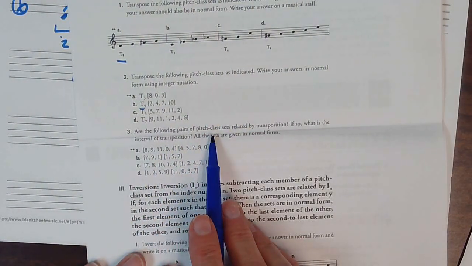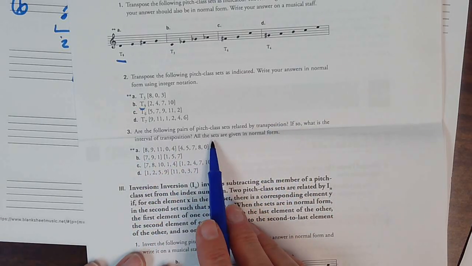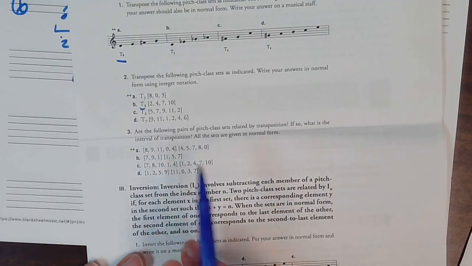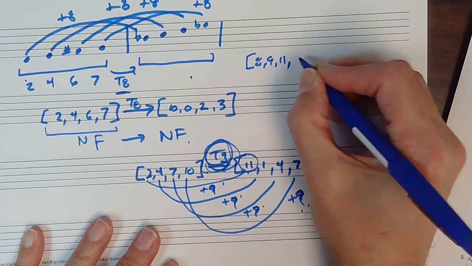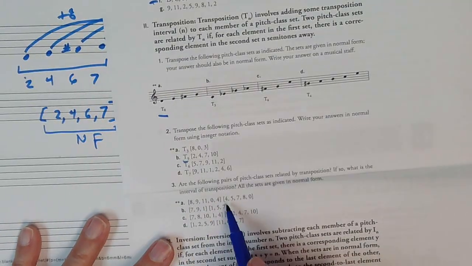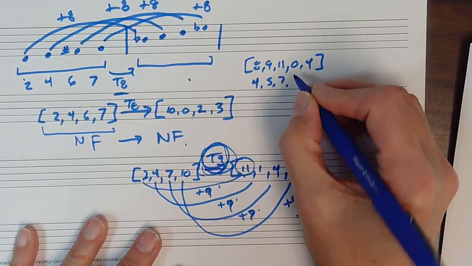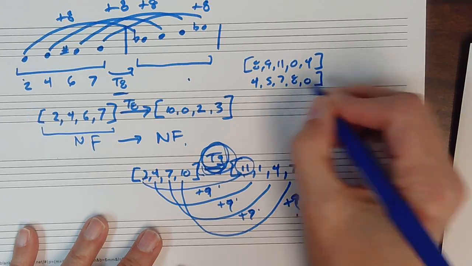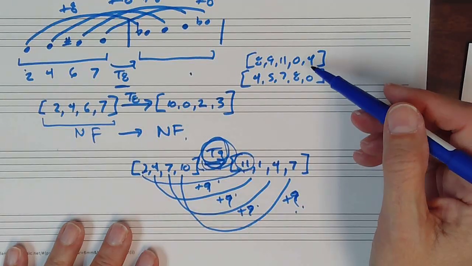Now let's look at right here. Are the following pairs of pitch class sets related by transposition? If so, what is the interval of transposition? And all sets are given in normal form. So let's look at 8, 9, 11, 0, 4. And then the second set is 4, 5, 7, 8, 0. These ones I'm going to write one above the other.